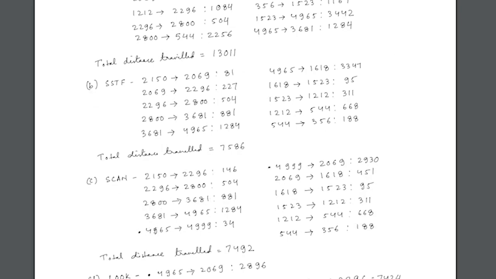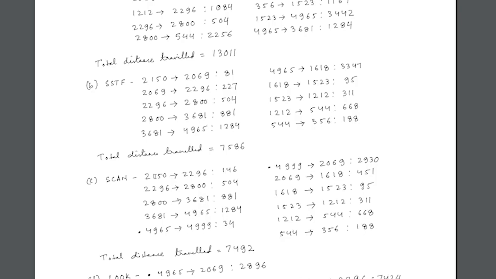And when they reach 4965, they're actually going to go to the end of the disk in that direction. That is 4999. Even though 4999 is not part of the queue, the disk heads are still going to go to 4999, and in doing so, they will incur 34 cylinders. From 4999, they're going to reverse their direction. What is going to be the next request in that direction while coming back? It is going to be 2069, because the heads were actually at 2150.